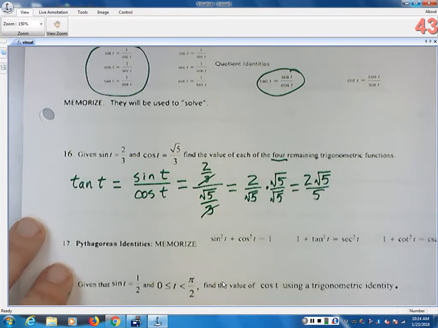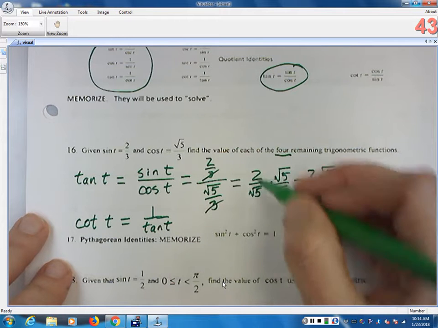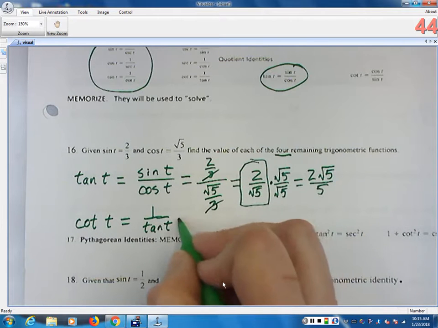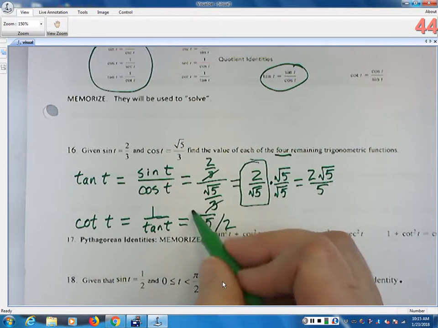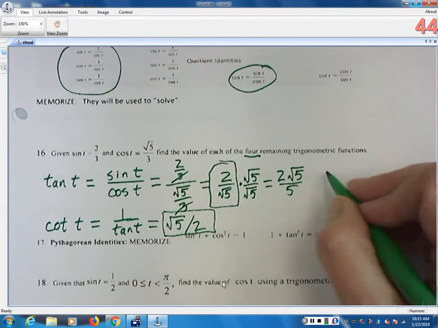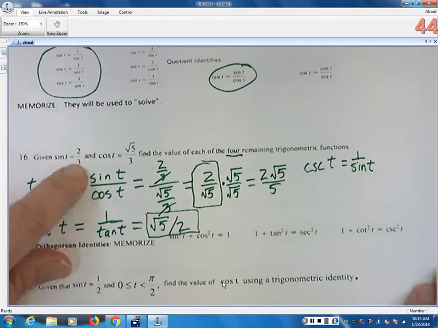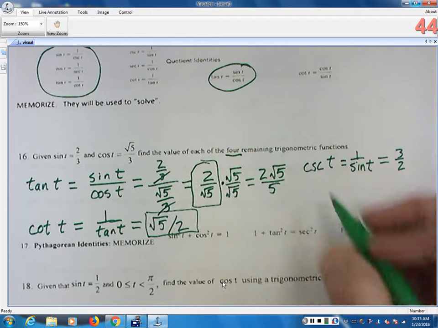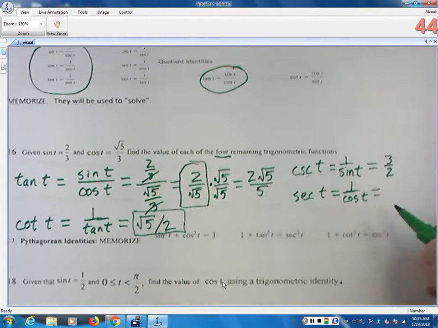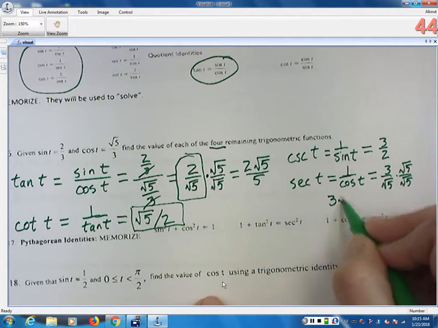That's tangent. Okay, cotangent of t is 1 over tangent. But we want to take tangent before we rationalized it to flip it. So we're going to take the reciprocal of a fraction, you just flip it. So that's the square root of 5 over 2. I ran out of room to write it the way I like. And then cosecant is 1 over sine. So flip that, you get 3/2. And then secant t is 1 over cosine of t. Memorize these. Flip that, you get 3 over the square root of 5. Rationalize it. You get 3 square root of 5 over 5.